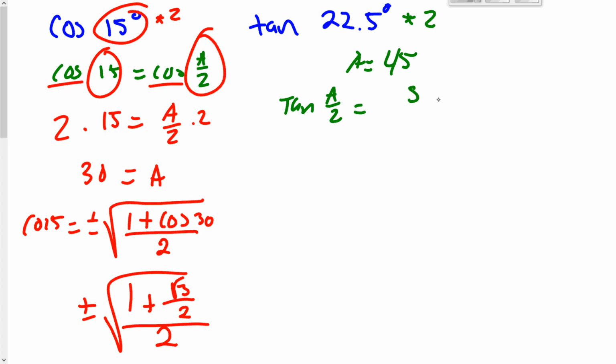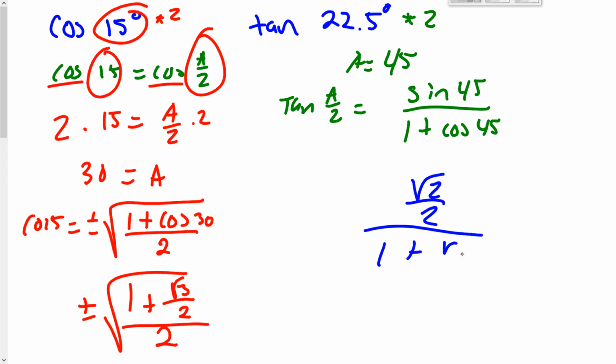We can use the second one, sine of A over 1 plus cosine of A. So that's sine of 45 over 1 plus cosine of 45, which is another 45, and because this is a 45, that means we're going to have root 2 over 2, right? So root 2 over 2 over 1 plus root 2 over 2, because those are the sine and cosine.